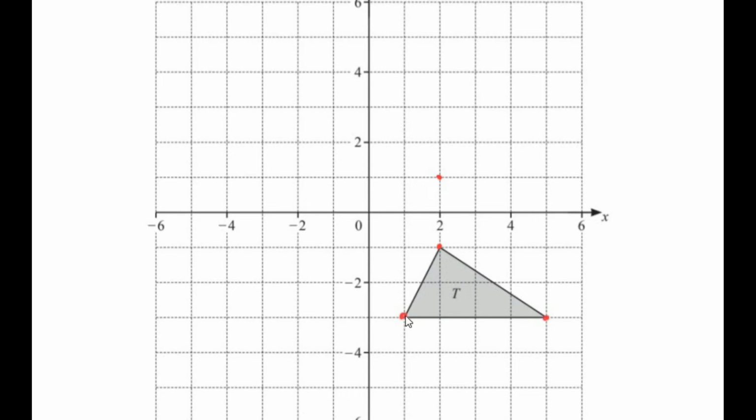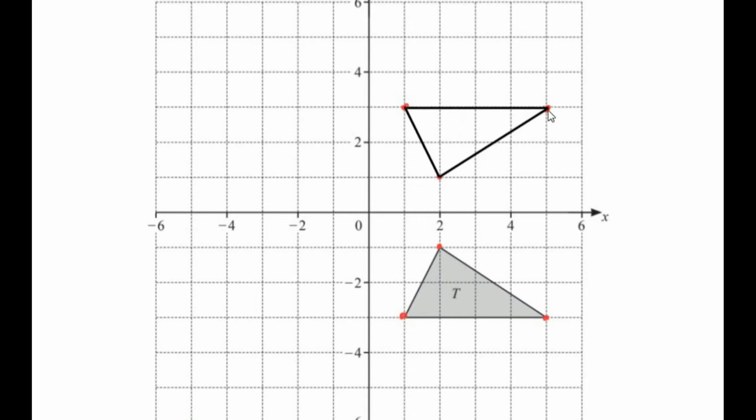Looking at this point, it is at a distance of 3 blocks, 1, 2 and 3, from the x-axis. So its reflection is also going to be 1, 2 and 3. It's going to be over here. This point is also at a distance of 3 blocks from the x-axis, so its reflection is also going to be over here. Once we have all the reflected points, we join them and write their coordinates.